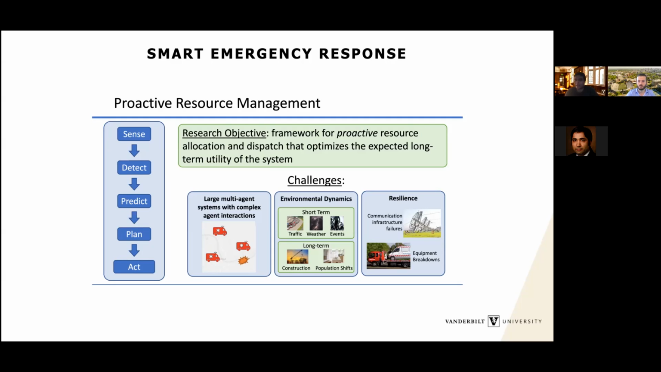But there are also challenges with resilience. For example, if you deploy a fleet of responders to respond to incidents, what happens when communication infrastructure breaks down, which could happen, for example, in the case of a wildfire or in the case of hurricanes. Or equipment could break down. For example, you could design a planning system assuming that you have 20 or 25 responders, but if some of them break down or are out for maintenance, how can your AI planning module adjust to such changes in the environment as well as in the space of the problem?